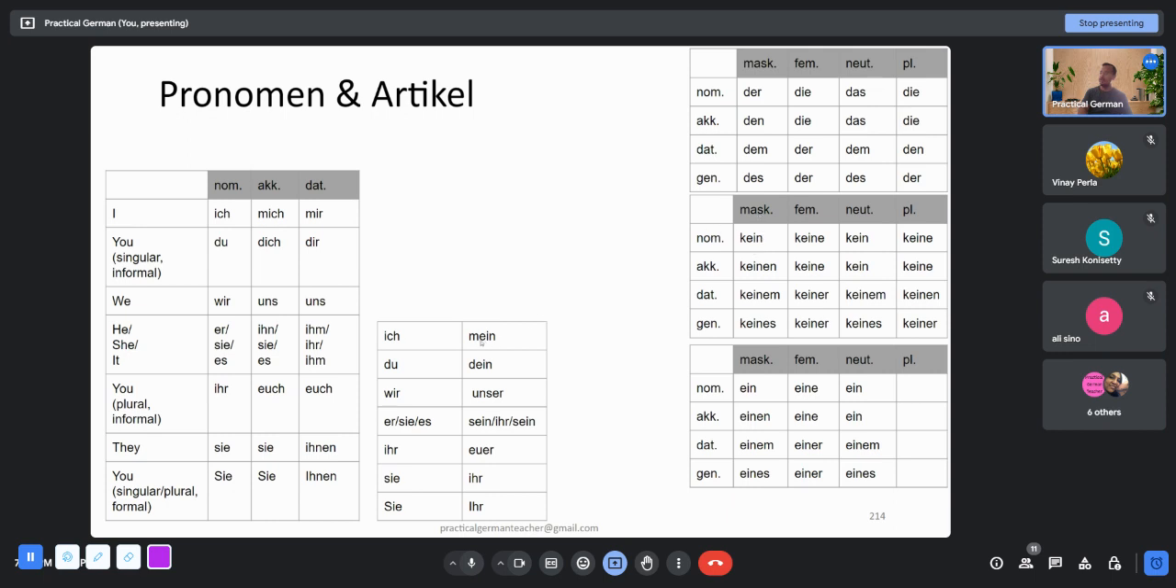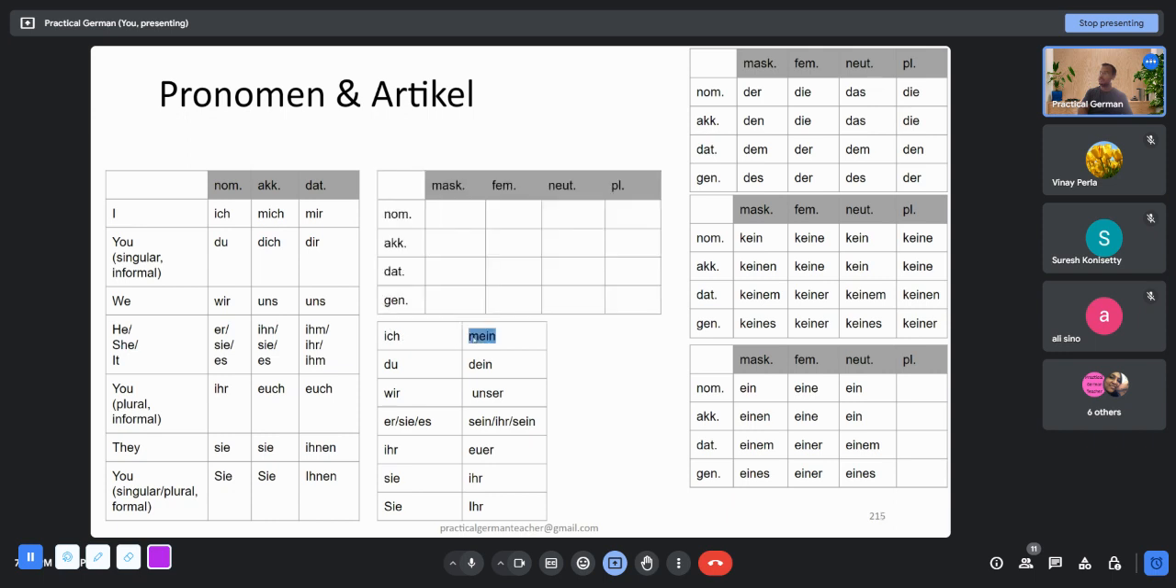So it is mine. For du, the possessive article for a masculine noun in nominative case is: mein, dein, sein, ihr, sein, unser, euer, ihr. Now, if you have to build the table for mein, what you do is you write mein everywhere, and you follow the logic that you have learned so far.